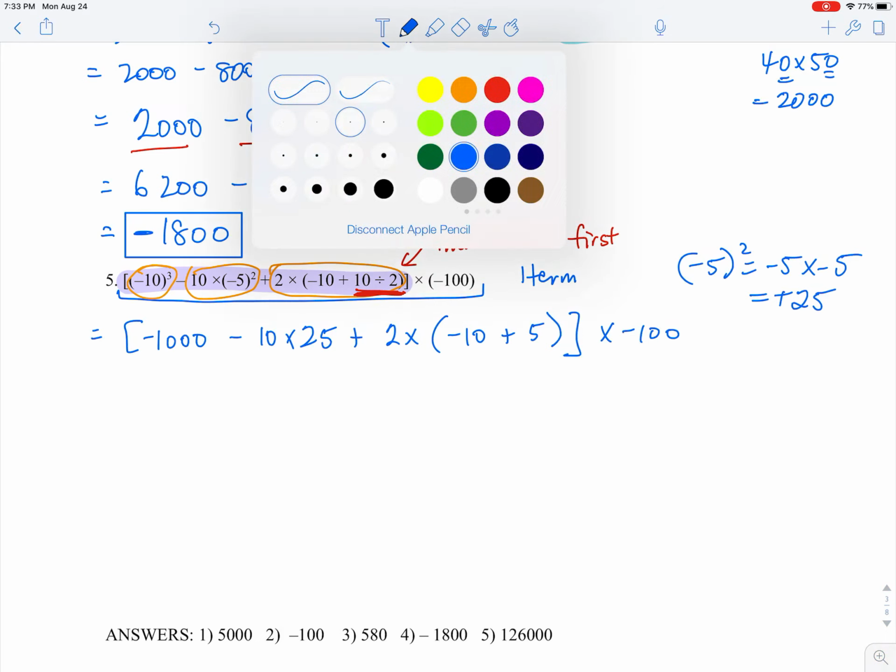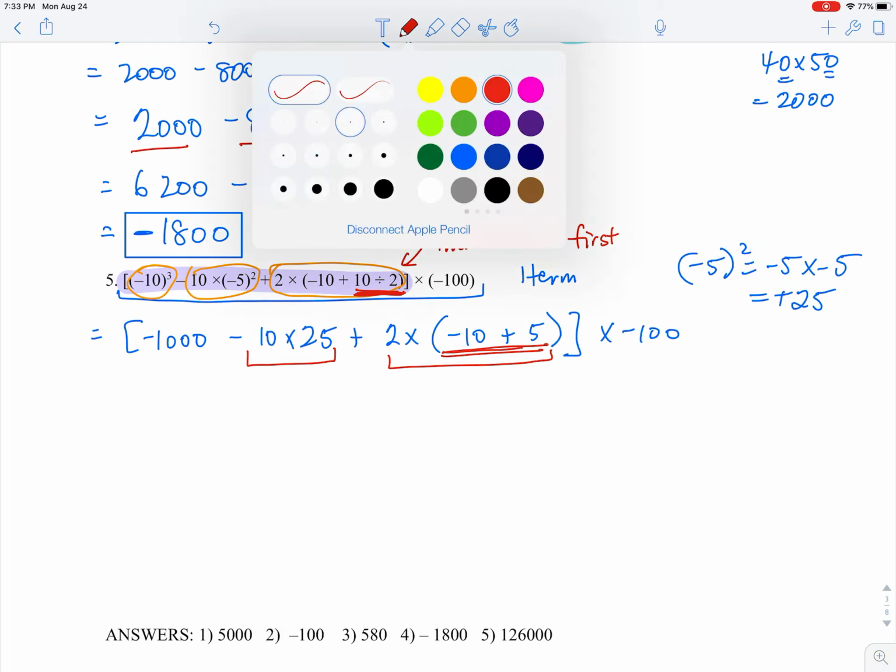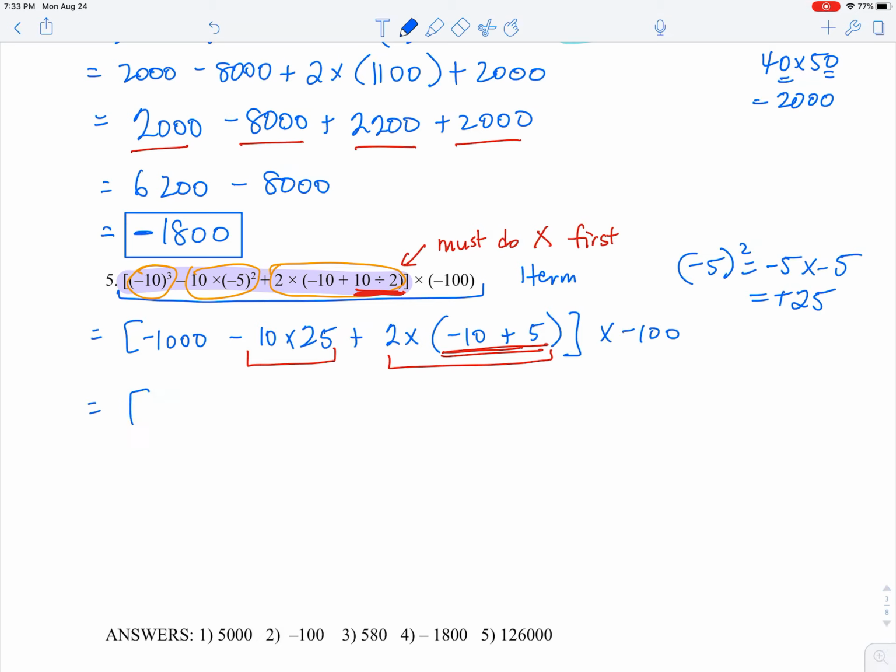Okay. I'm going to figure out that timesing, and I'm going to do that bracket, and then I'm going to do that timesing, all inside the square bracket. So I'm going to have minus 1,000 minus 250 plus 2 times minus 5 times minus 100. So I get minus 1,250.